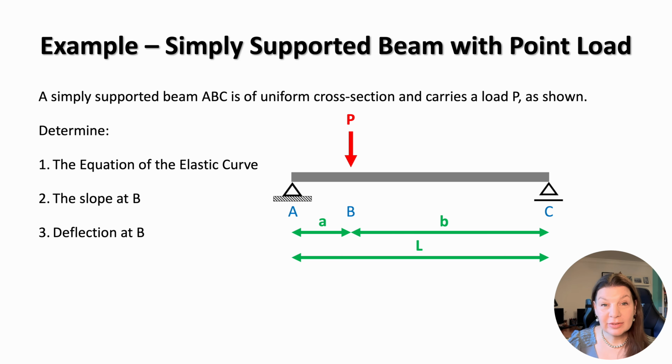We solved this worked example in the previous lecture by hand. But just a reminder, we've got a simply supported beam with a uniform cross-section. It carries a point load. Our objectives, once again, are to determine the equation of the elastic curve, the slope at B, and the deflection at B. As we've already solved this by hand, our aim in this part is just to show how Maple can support the solution once we know the bending moment.